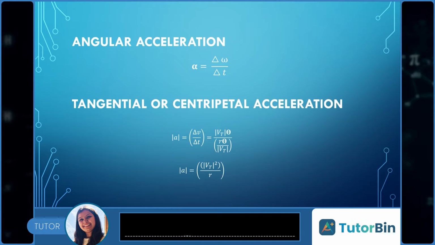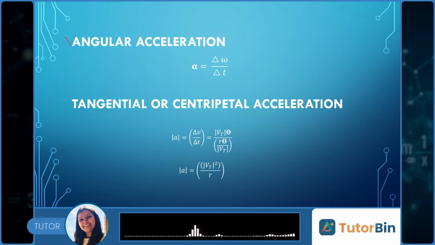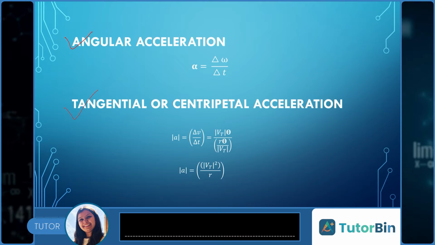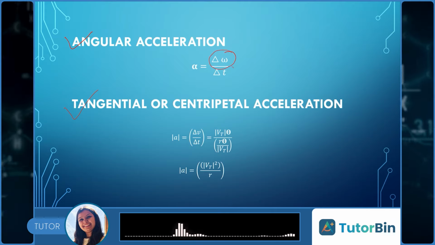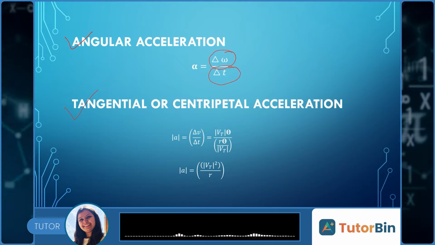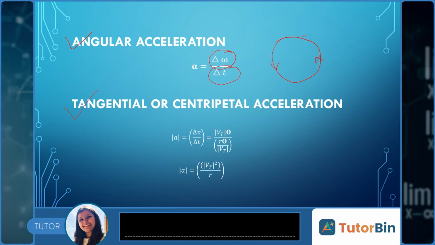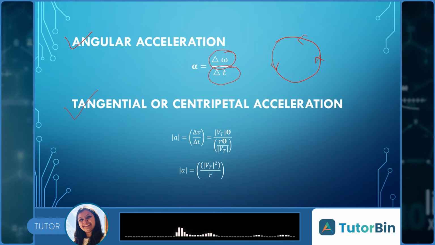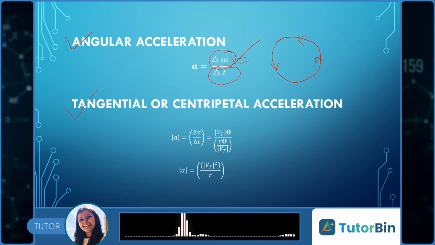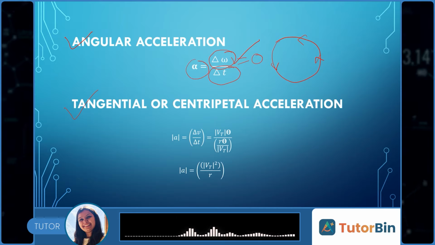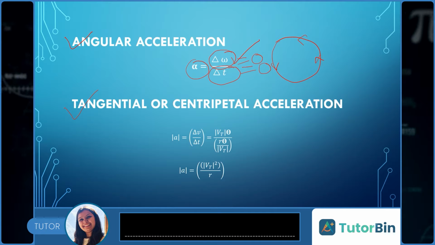Similar to velocity, acceleration also has two components, the angular acceleration and the tangential acceleration. Angular acceleration is the rate of change of angular velocity with respect to time. Angular acceleration is responsible for the angular motion of the object. In uniform circular motion, since angular velocity remains constant, the change in angular velocity is zero, and thus angular acceleration is equal to zero for uniform circular motion.